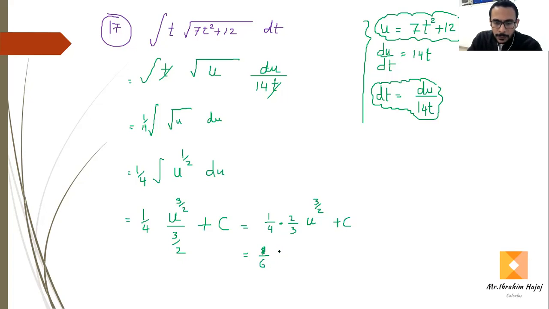Then u to the power of 3 over 2. We know that then we have 7u squared plus 12, all to the power of 3 over 2, plus c.